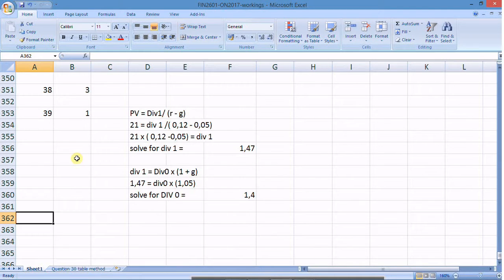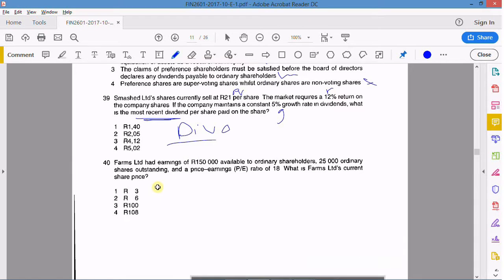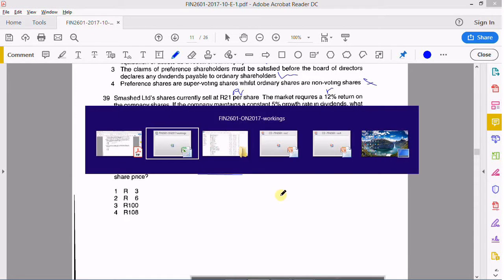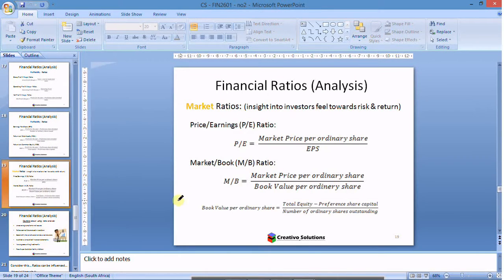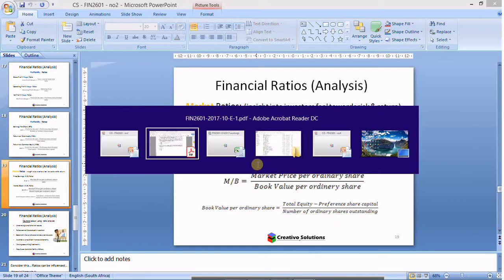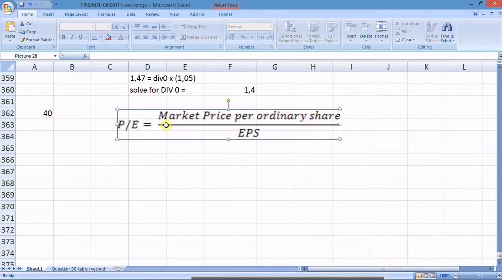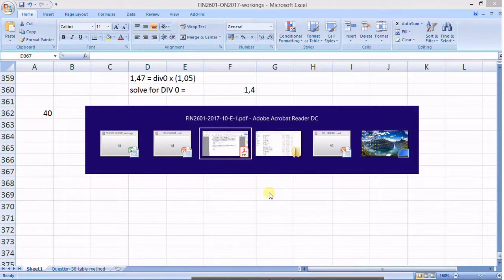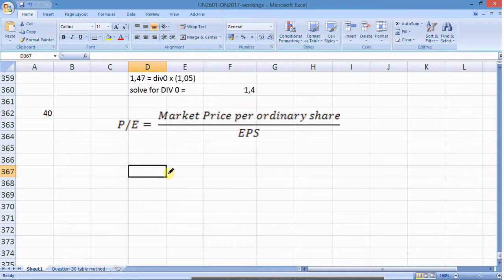Right, then last one, number 40. If it had earnings available for ordinary shareholders, 25,000 ordinary shares, price earnings. Okay, it's a ratio question. Okay, I need PE, price earnings ratio. Should be here. There, price earnings ratio. Write down the formula. What else do they say in the question? What is the current share price? Okay, that's it. So price earnings is 18.